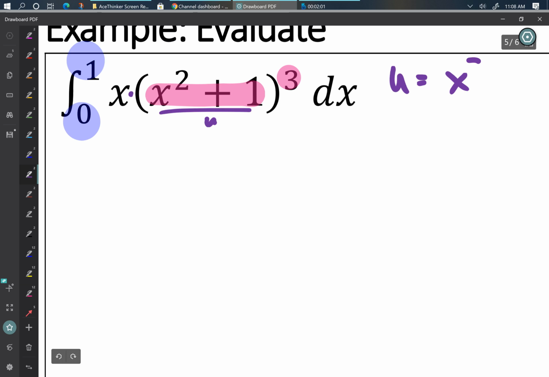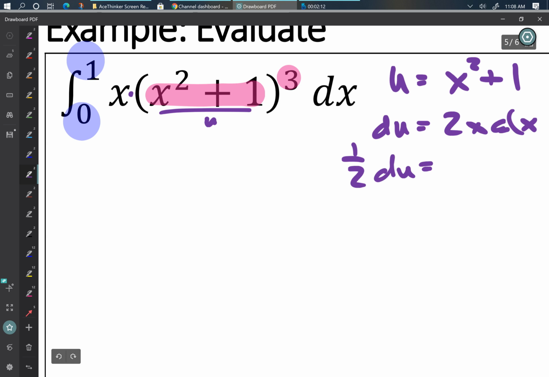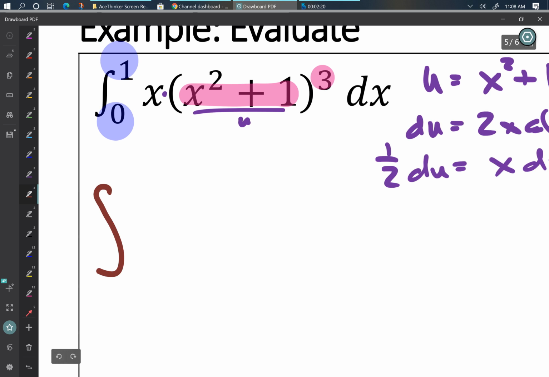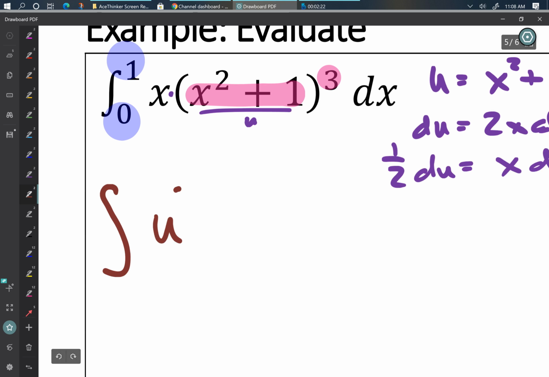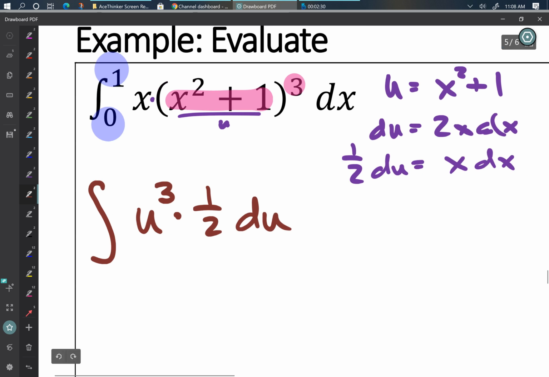So I'll do my scratch work. u is x squared plus 1. Then the differential du would be 2x dx. Looking at my integrand, I don't have the 2, so I'll call this 1/2 du equal to x dx. Now it looks like everything should be all hunky-dory. We should be able to do our substitutions. So now we get the integral of u cubed times 1/2 du. I perform my substitutions. I have not yet dealt with the limits of integration.